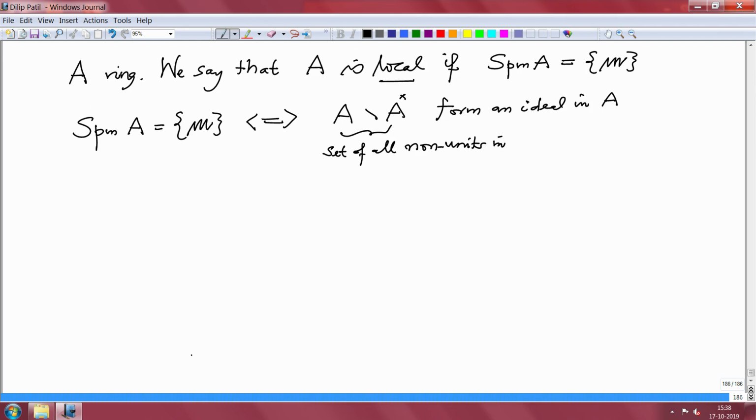So let us prove this first. Proof of this. Okay, so I will prove this way first. This is the set of non-units, but I want to prove that there is only one maximal ideal. So start with any maximal ideal. So let n be any maximal ideal.